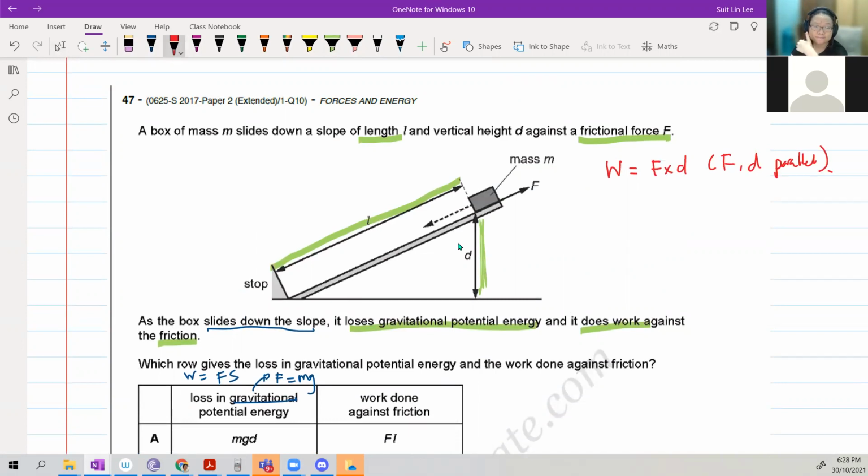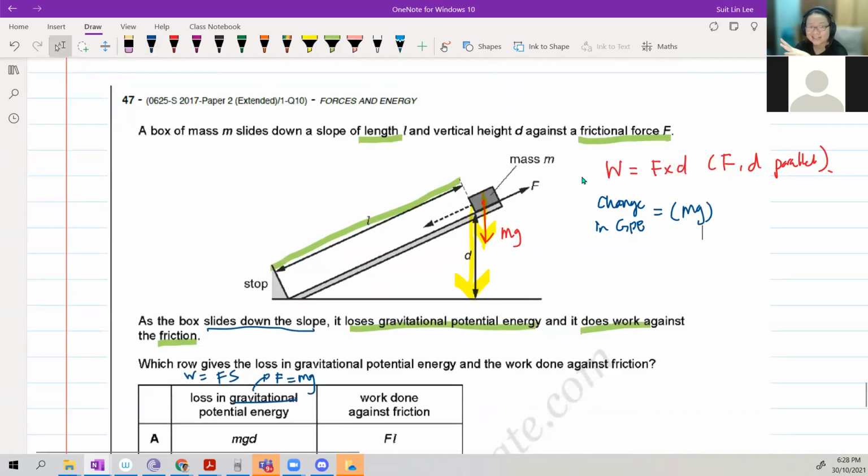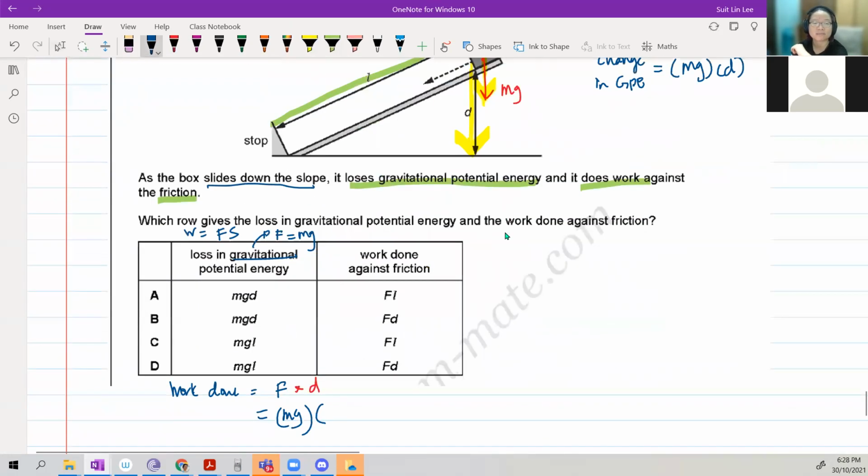So if I look at the mass, there is definitely mg, weight pointing down. So I should take mg that is pointing down, and this is the vertical height that is pointing down. So the change or the transfer in gravitational potential energy will be equal to the force of gravity, which is mg, and the distance traveled is d, because these two are parallel. So we want mgd out, only these two.